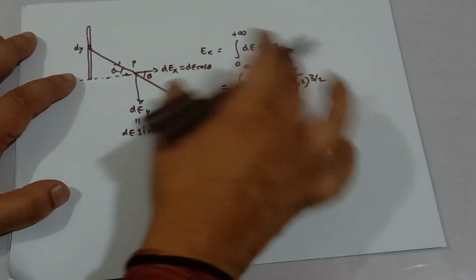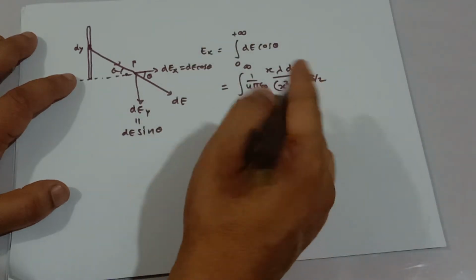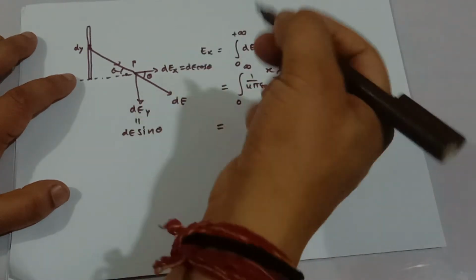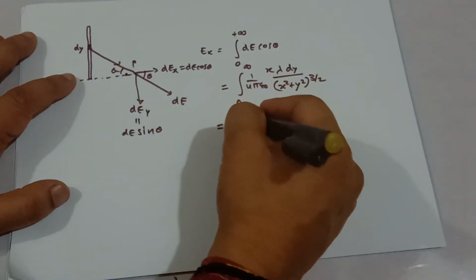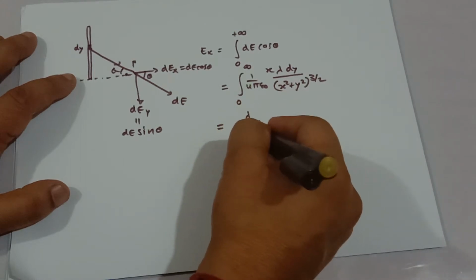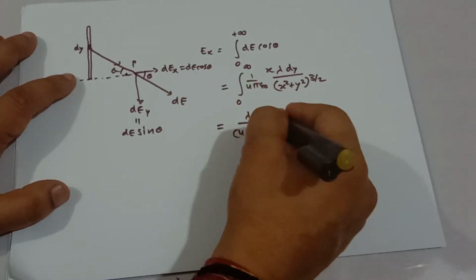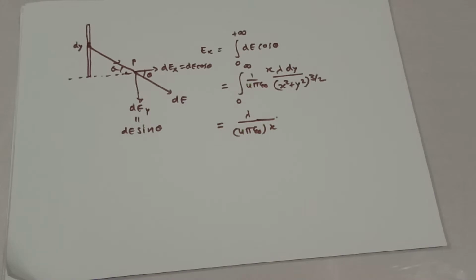When you do everything that is required, the final answer would come out to be lambda divided by 4 pi epsilon naught into x. That is the answer that we should get.